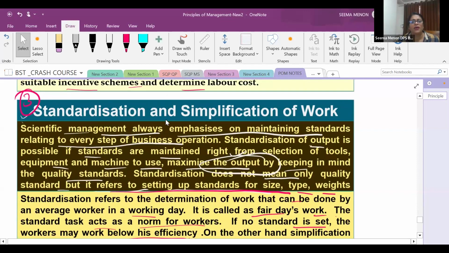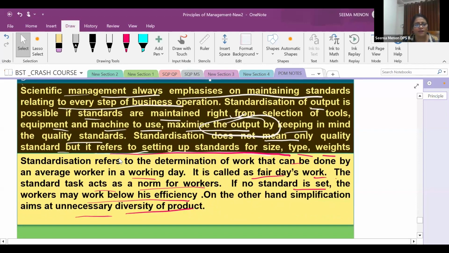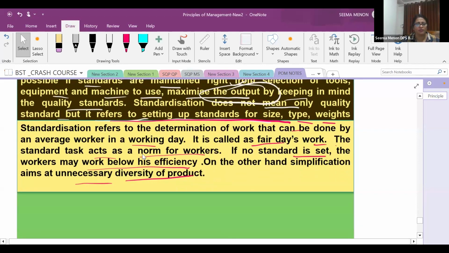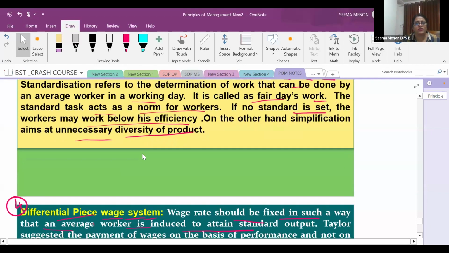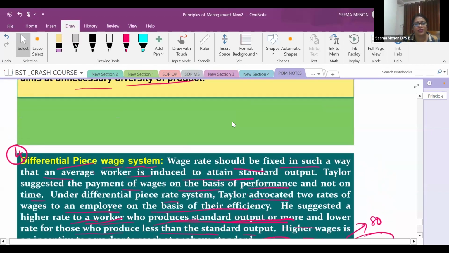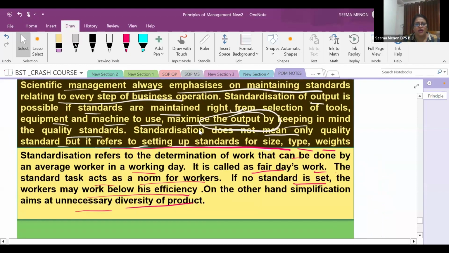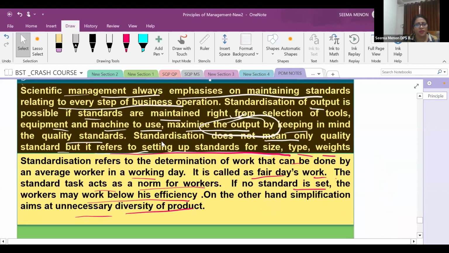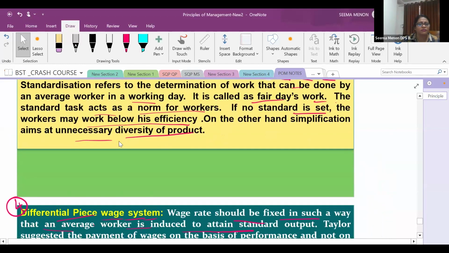Now, standardization and simplification of work. There should be a standard method. A standard time, or a standard rule, should be maintained. That standard rule may be for the working time, the size or type of the product, or the weight, whatever it may be. That helps them to determine the average time to complete a work. So standard time is very important. That is called standardization and simplification. What is simplification? There should not be a lot of diversification in the product. That will create chaos in the market.